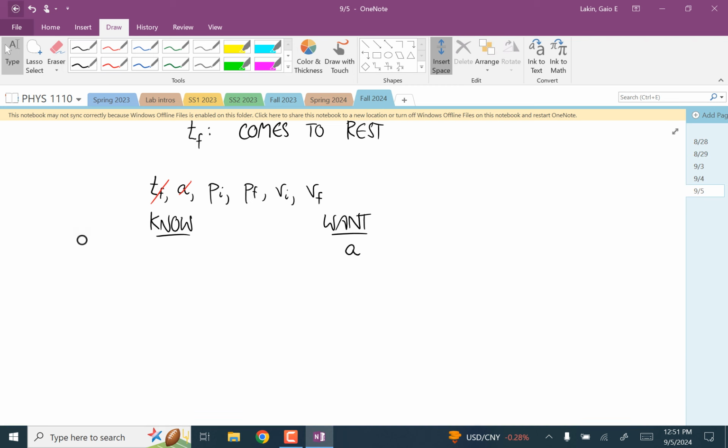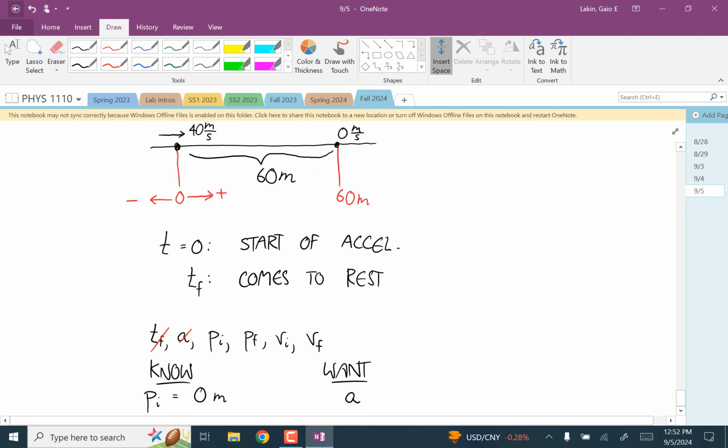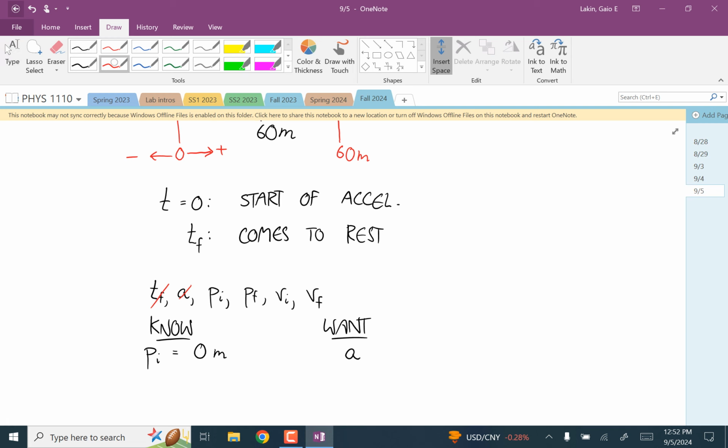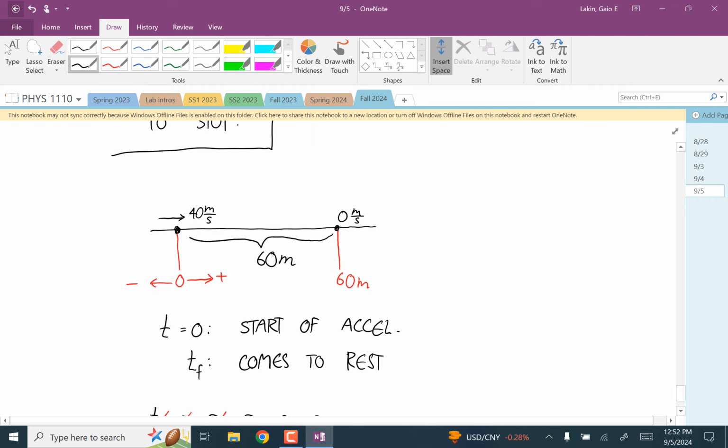Okay, so P initial is equal to 0 meters. And by the way, P initial will always be 0 if you choose your 0 position to be at the start of the motion. So that's always something you can do if you want. It's not always necessarily the simplest choice to make, but you can always do that. Do we know the position when the car comes to rest at time final? Yeah, we already figured out that's positive 60.